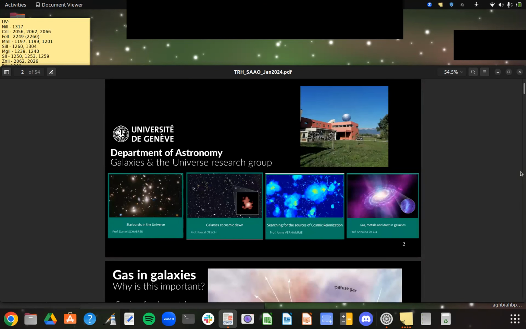So before I go into the science, I thought it'd be nice to just introduce my department a little bit. The University of Geneva is based in Switzerland. The Department of Astronomy is in a forest just outside of the city of Geneva. So every day I get to walk through a forest, which is kind of nice, unless it's snowing, because then it's very cold. Within the Department of Astronomy, I'm part of the Galaxies in the Universe research group, which has 4 subgroups: starbursts in the universe, galaxies of cosmic dawn, searching for sources of cosmic ionization, and gas, metals, and dust in galaxies. And that's the group that I form part of.